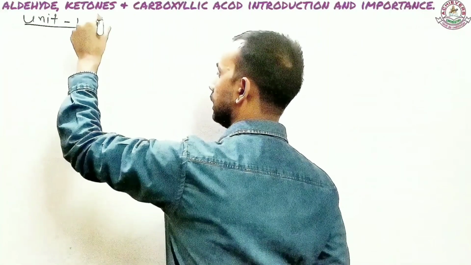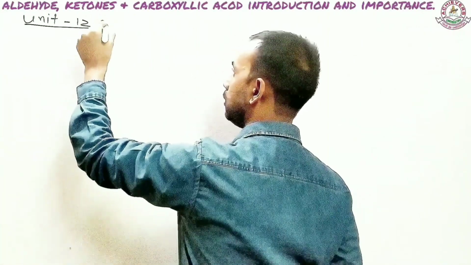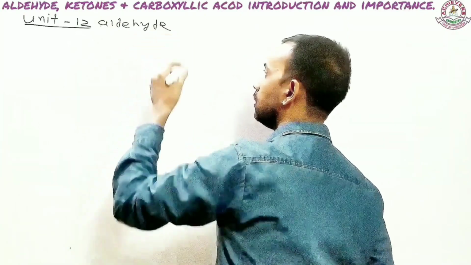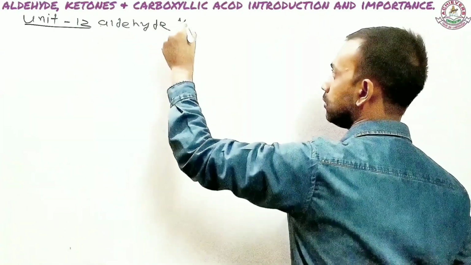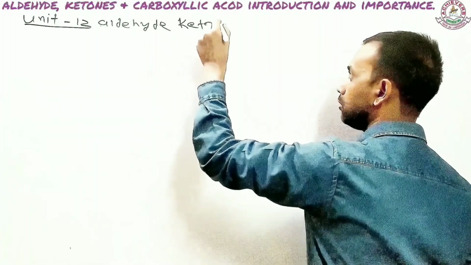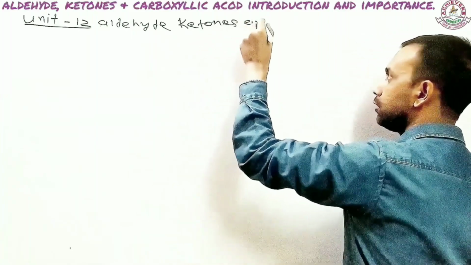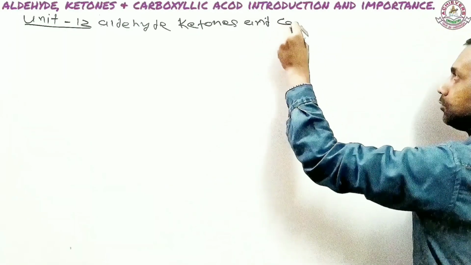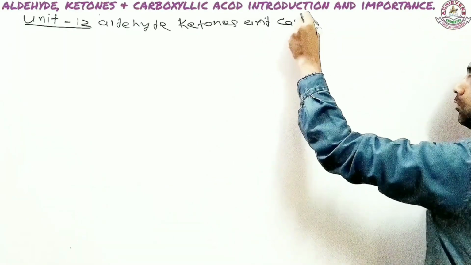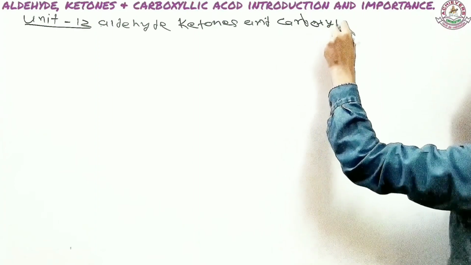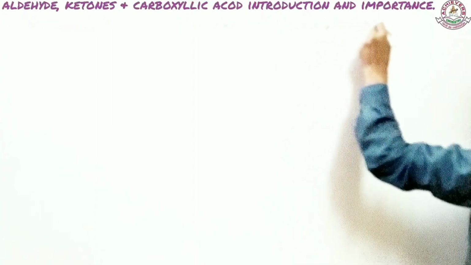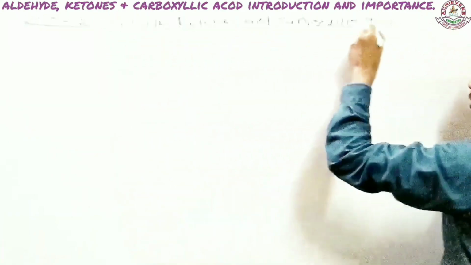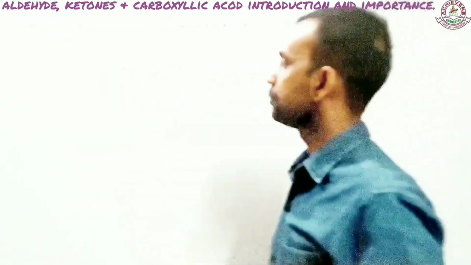And it's called aldehyde, ketones, and carboxylic acid. So this is your chapter 12.